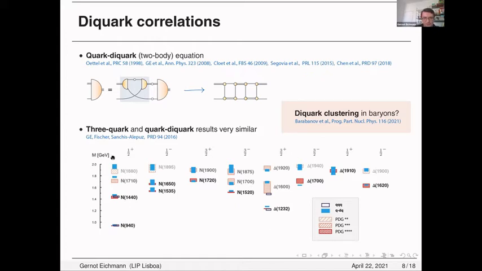This is the nucleon excitation spectrum. The red boxes are PDG. The blue boxes are the 3-body and the quark-diquark results. And they compare quite well, where such a comparison is possible, like for the nucleon, the Roper resonance, the delta resonance. And they also compare well with the experiment. And similar things happen for form factors, etc. So this points towards a diquark clustering in baryons.